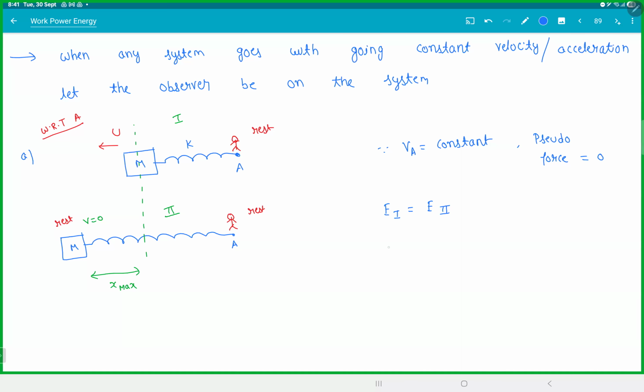What is the initial energy of state one? Spring energy is zero. Kinetic energy is half m u square. In state two, kinetic energy is zero and spring energy is half k x square. Therefore, x max is equal to u times root over m by k. Straightforward. If you go and stand on A's frame, suddenly your life becomes easy to solve.